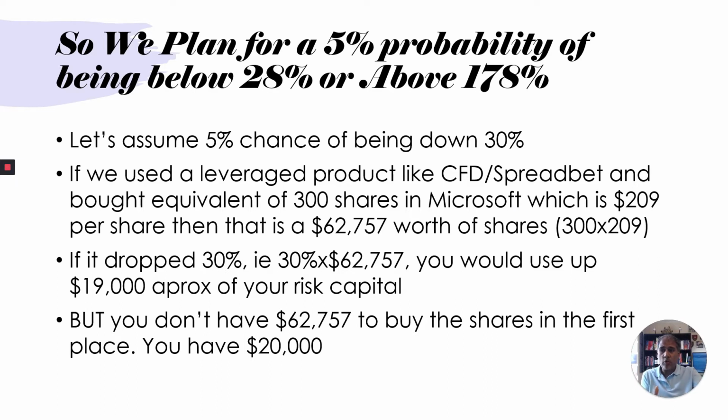If it dropped 30% of that, you would use up about $19,000 of your risk capital, which is pretty much all your risk capital, if it did indeed drop that 30%. And we said there's a 5% probability of that happening, which you might think is negligible. Now, you don't have $62,757 to buy those shares in the first place. You've got $20,000. So how do you do it?